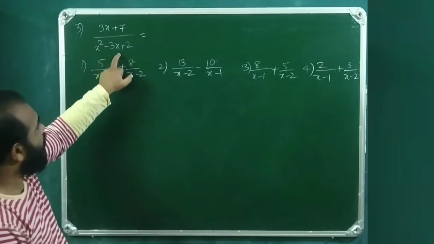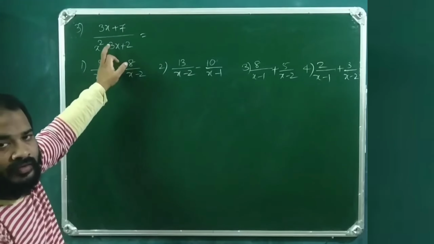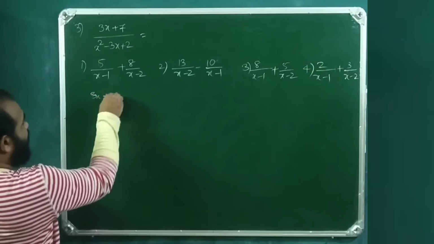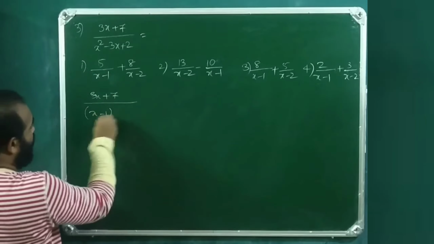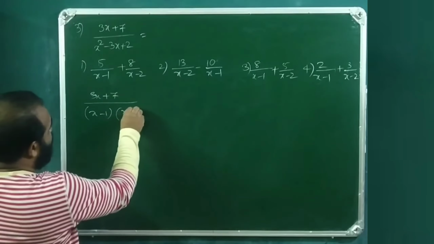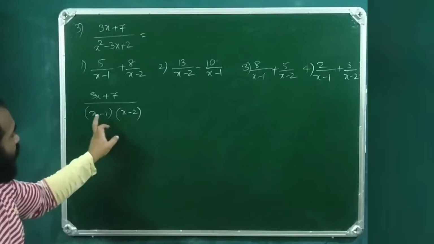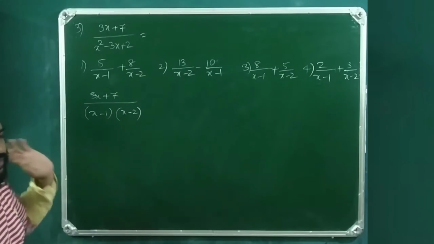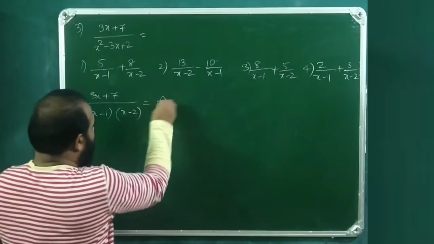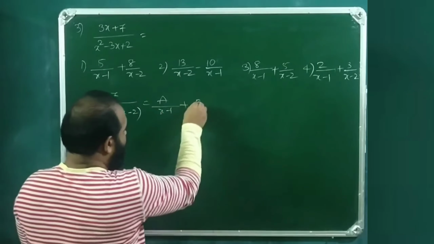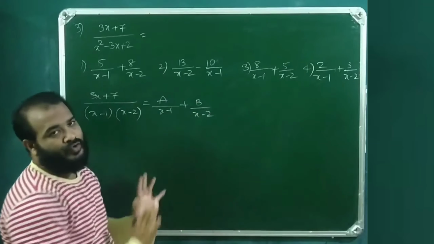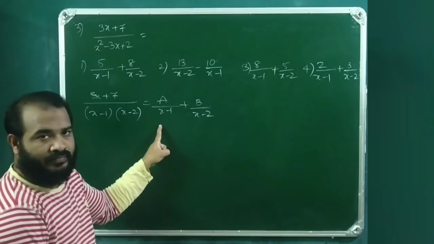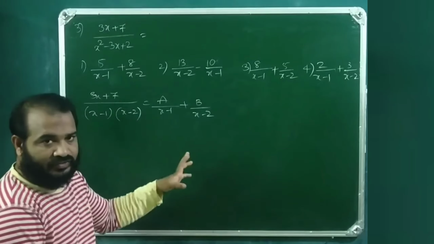So x square minus 3x plus 2 has the factors x minus 1 into x minus 2. So 3x plus 7 by x minus 1 into x minus 2 equals a by x minus 1 plus b by x minus 2. This everyone knows how to do: a into x minus 2 plus b into x minus 1. Then put x equals 1, x equals 2, and so on.